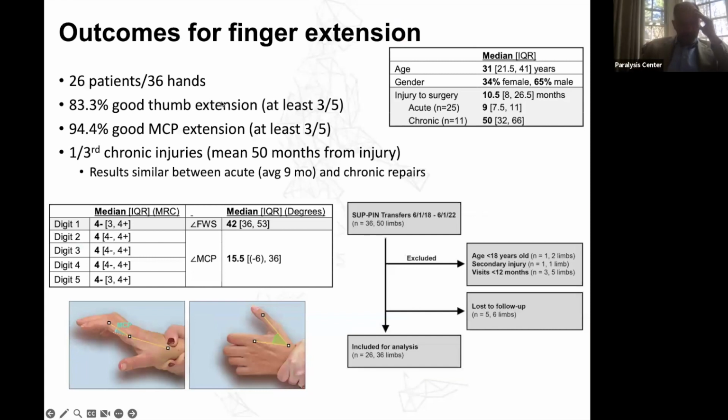So the good part of this is getting that thumb out and away from the hand, we had 83% success rate. And getting the knuckles to fully extend, we had a 94% success rate. So it's less than a 3-hour patient, and this is really much better than the tendon transfer outcomes.